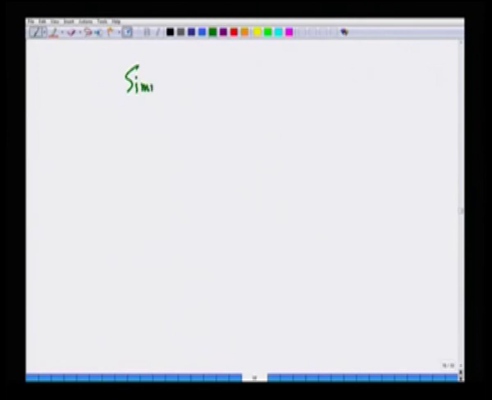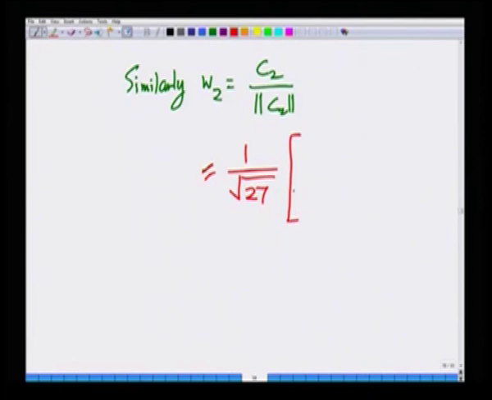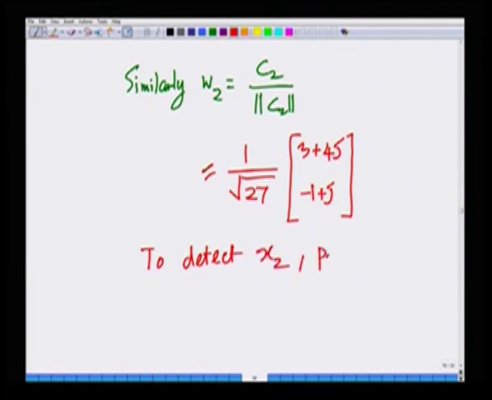Similarly, W 2 equals C 2 divided by norm of C 2, which is nothing but from this 1 over square root of 27, 3 plus 4 j minus 1 plus j, and to detect x 2 we have to perform W 2 Hermitian y bar, and that can be used to detect x 2.